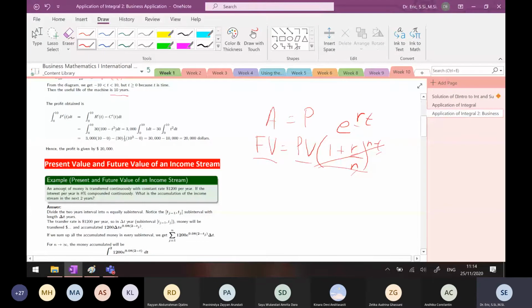So the problem is like this. An amount of money is transferred continuously with a constant rate of $1,200 per year. It means in 1 year, an amount of money is transferred every millisecond, every second, until the accumulation gives you $1,200.